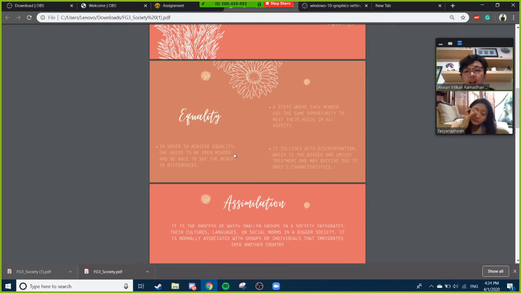So what is equality in society? In order to achieve equality, one needs to be open-minded and be able to see the beauty in differences. To be an integrated part of society, you need to accept the differences between one individual and another. The second one is a state where each member has the same opportunity to meet their needs in all aspects. And the third one is to combat discrimination, which is the bias and unjust treatment that one may receive due to one's characteristics.